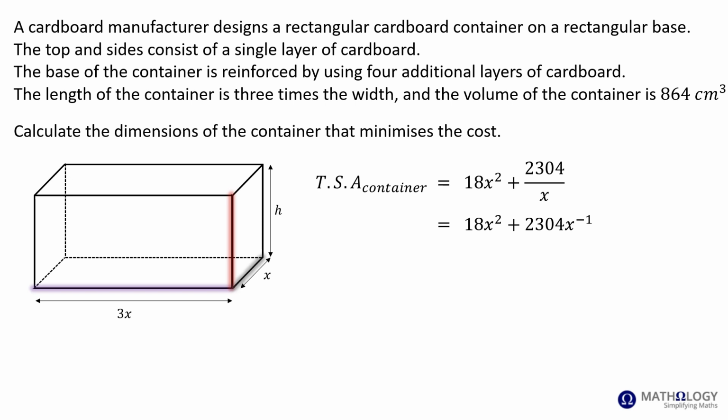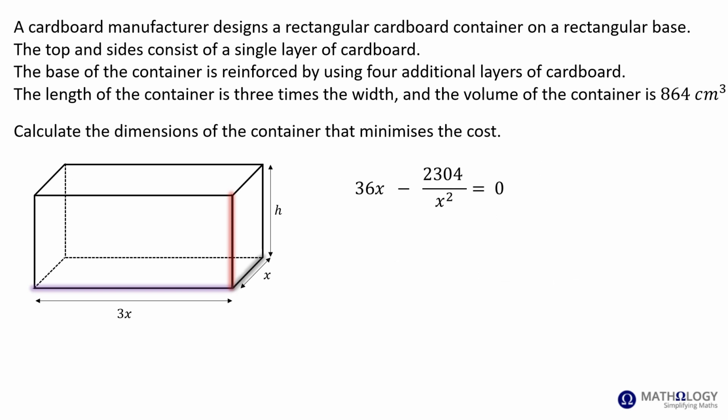Thus, the total surface area equals 18x squared plus 2304 x to the minus 1. We can now differentiate the expression, and equate it to 0. Thus, dTSA dx, equals 36x minus 2304 x to the minus 2. Therefore, 0 equals 36x minus 2304 over x squared. X, which represents the width of the container, obviously cannot equal 0, so we can simply multiply all terms by x squared, and solve for x.